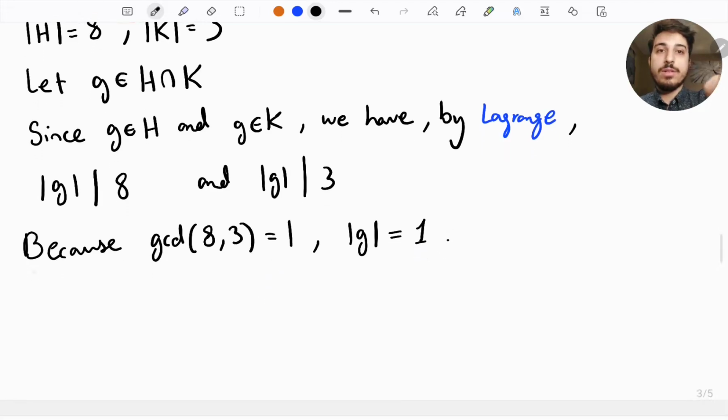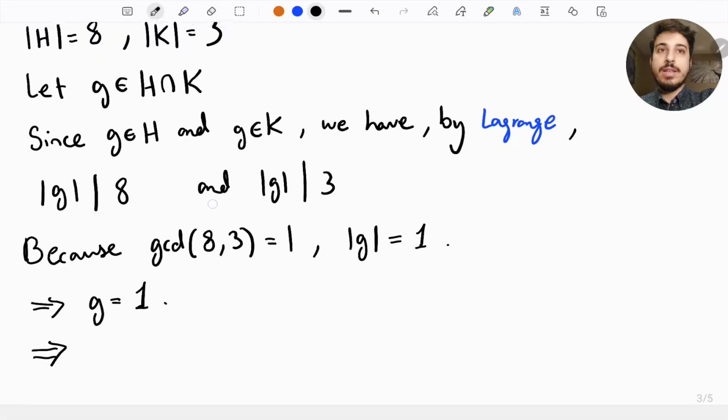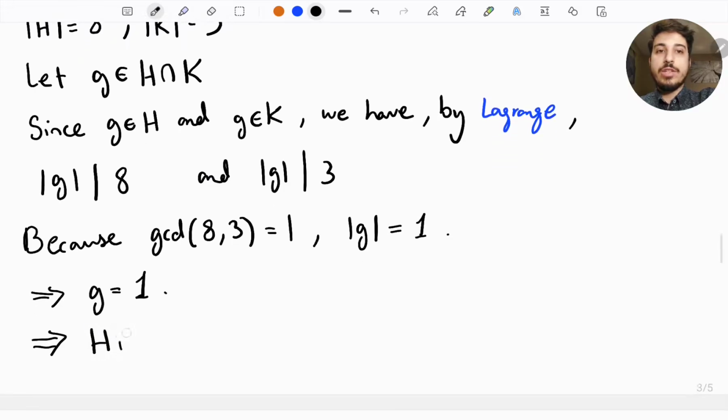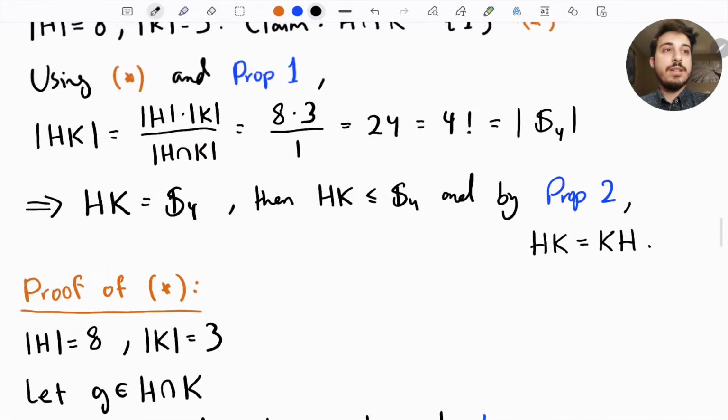And therefore, g is forced to be the identity because the identity is the only element whose order is equal to 1. That means that the set H intersect K is just the subgroup containing the identity, completing the proof of this claim and the fact that HK is equal to KH.